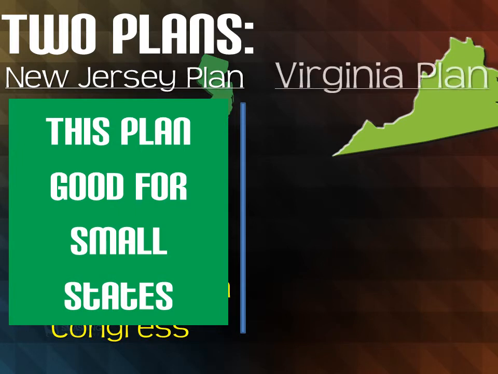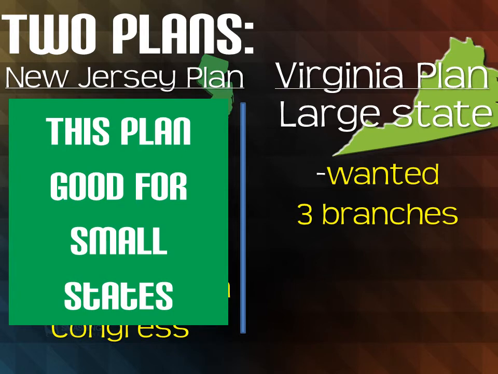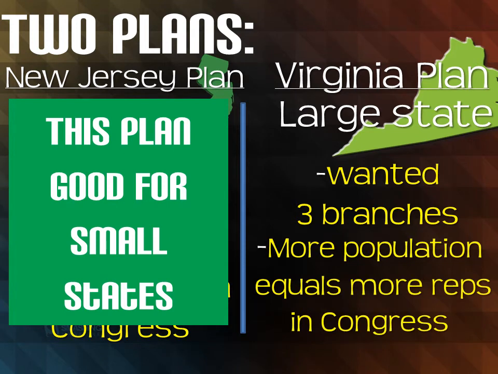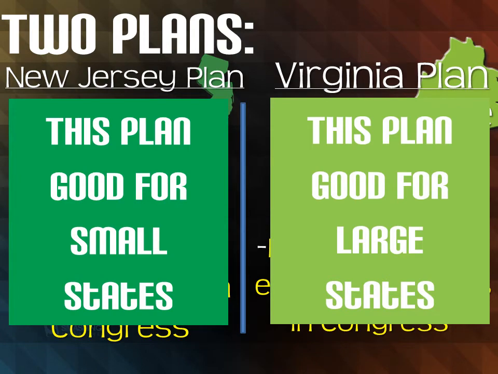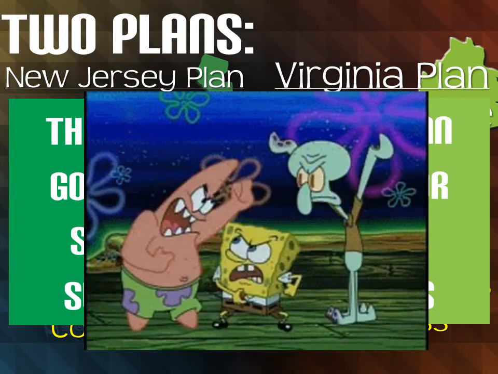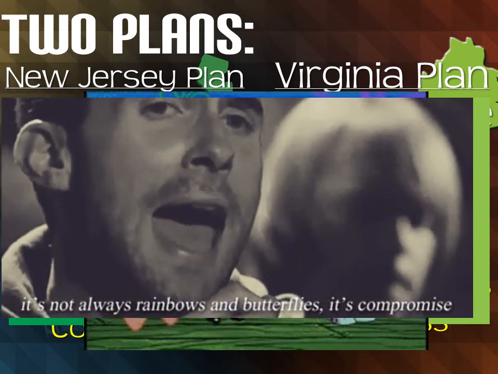The second plan that was proposed was the Virginia plan. Virginia is a large state, but they also proposed creating 3 branches of government. Where they're different is that they thought the number of representatives each state should get should be based on the number of people in that state, also known as the state's population. So if you have a really big state with lots and lots of people, you should have more representatives. Obviously, this plan is good for large states. There was tons and tons of arguing about what to do until they finally came up with a compromise.